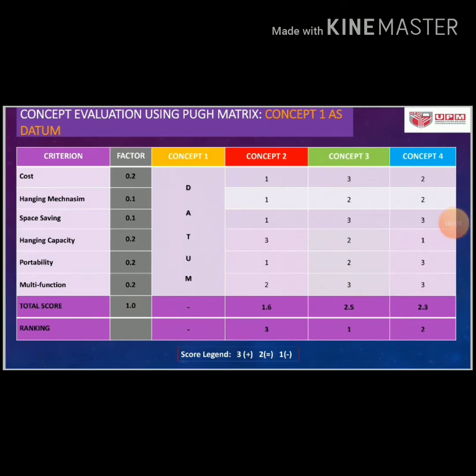Okay guys, moving on to the first style, the Pugh matrix, we have 2 important parts here. The first is the factors or the weightage, and the second is the scoring system. You might ask me why we have to apply factors or weightage on the criteria. The simple answer is because we want to represent the significance of one criterion over another. As you can see here, space saving has a weightage of 0.1 and hanging capacity is 0.2.